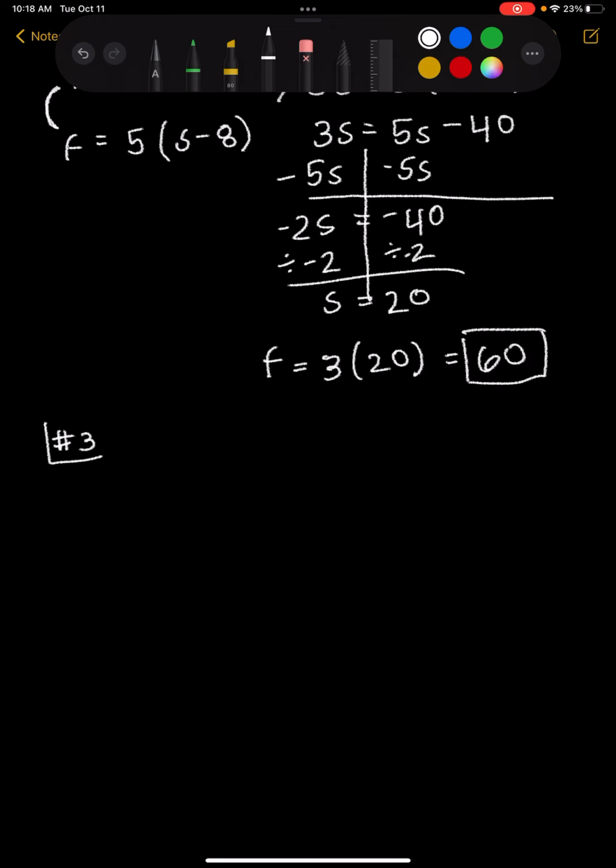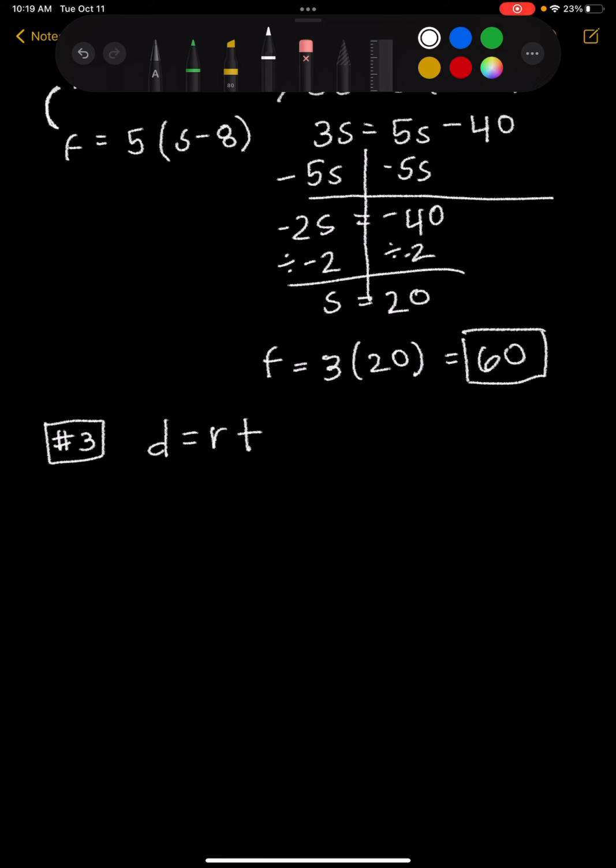Now, let's go through the third example. The third example says, a bus leaves the terminal and averages 40 kilometers per hour. 1 hour later, a second bus leaves the same terminal and averages 50 kilometers per hour. In how many hours will the second bus pass the first bus? So, in this case, when we're talking about distances and rates, we're going to use the formula distance is equal to rate times time.